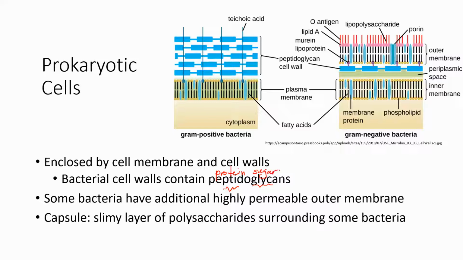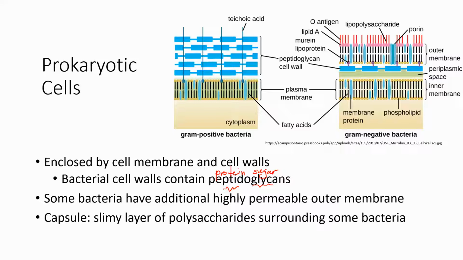So these are actually what I kind of like to call Frankenstein molecules. They've got bits and pieces of different categories of biomolecules. So they're going to be made of amino acids joined to sugars chemically. Some bacteria will also have a specific separate outer membrane.